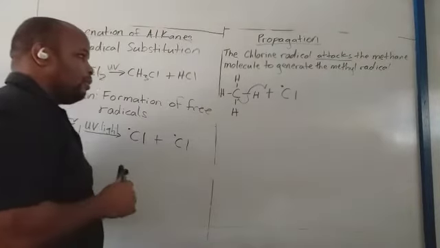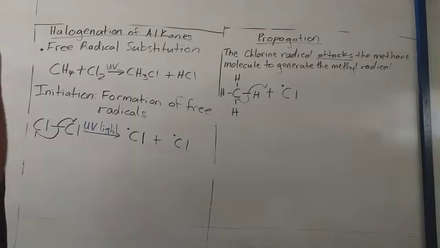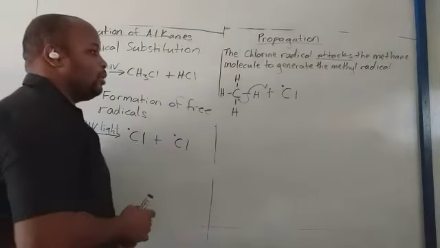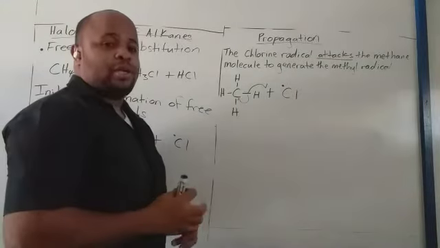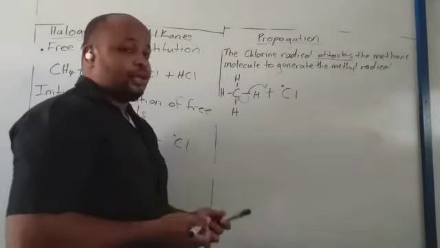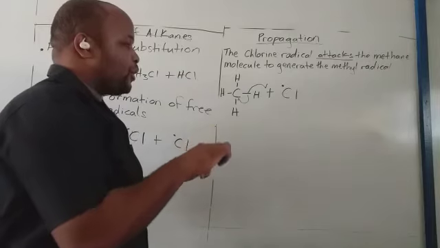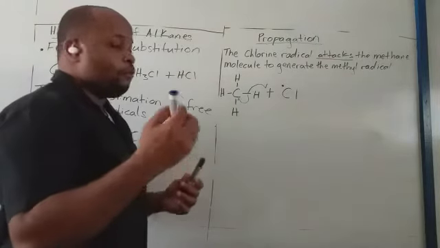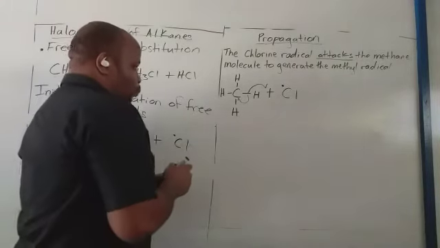Good? Now, I said earlier that every bond has 2 electrons. So chlorine has 1 electron, hydrogen has 1 electron. So the 2 of them now can share each electron to form a bond. And that is what is going to happen.